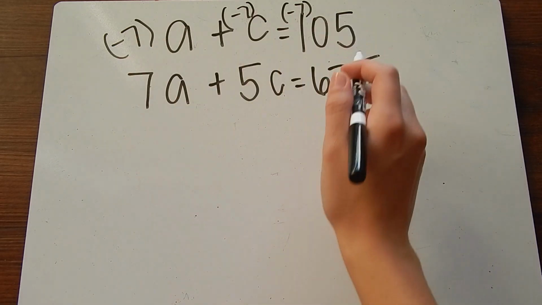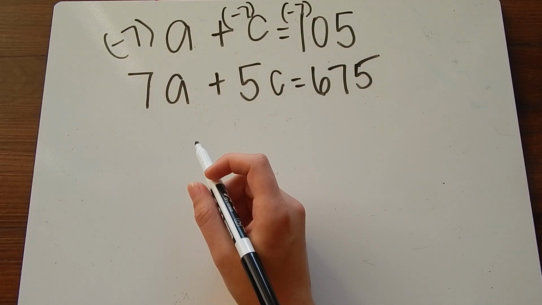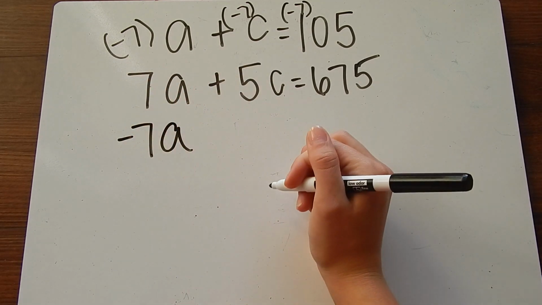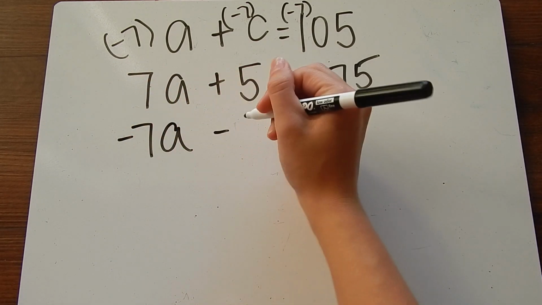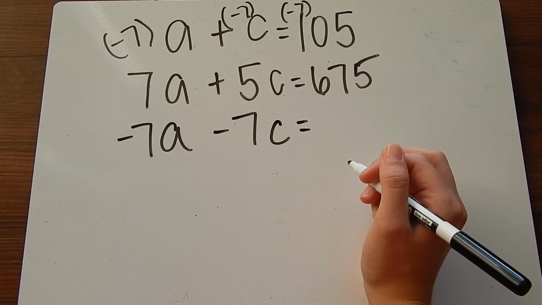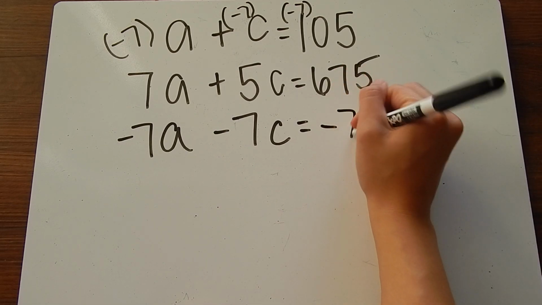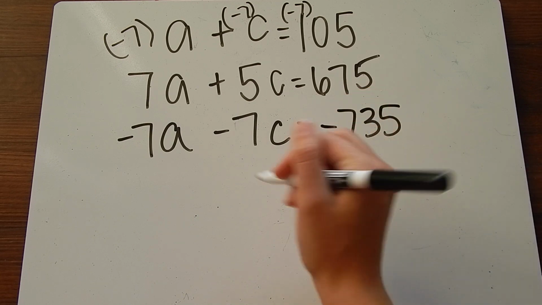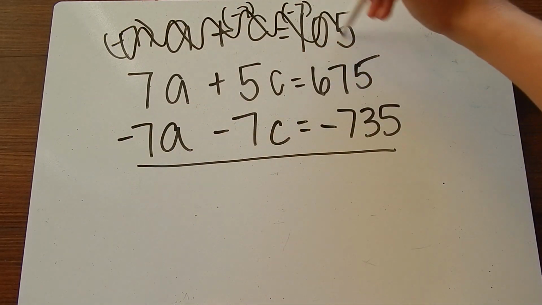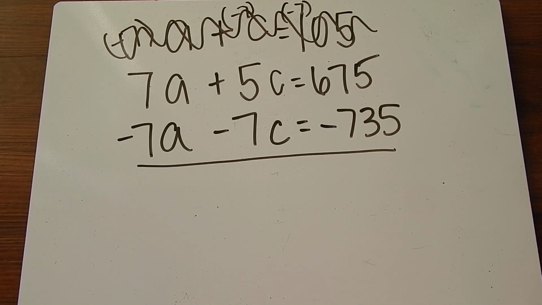Okay, so I'm going to go ahead and multiply all that out in the first equation. -7 times A is -7A. -7 times C is -7C. Bring my equal sign down. -7 times 105 is -735. I'm going to cross out this top equation so I don't confuse myself, and then we will combine these two equations. We'll add them together.